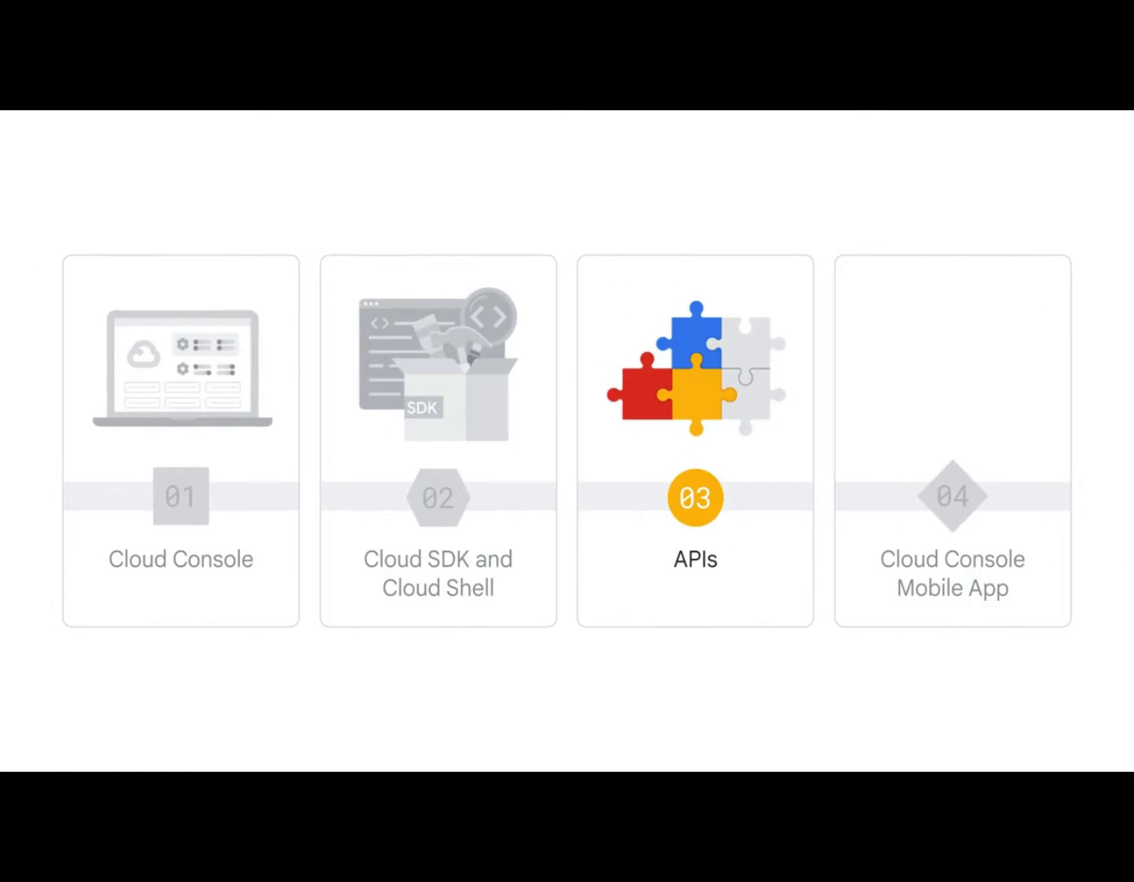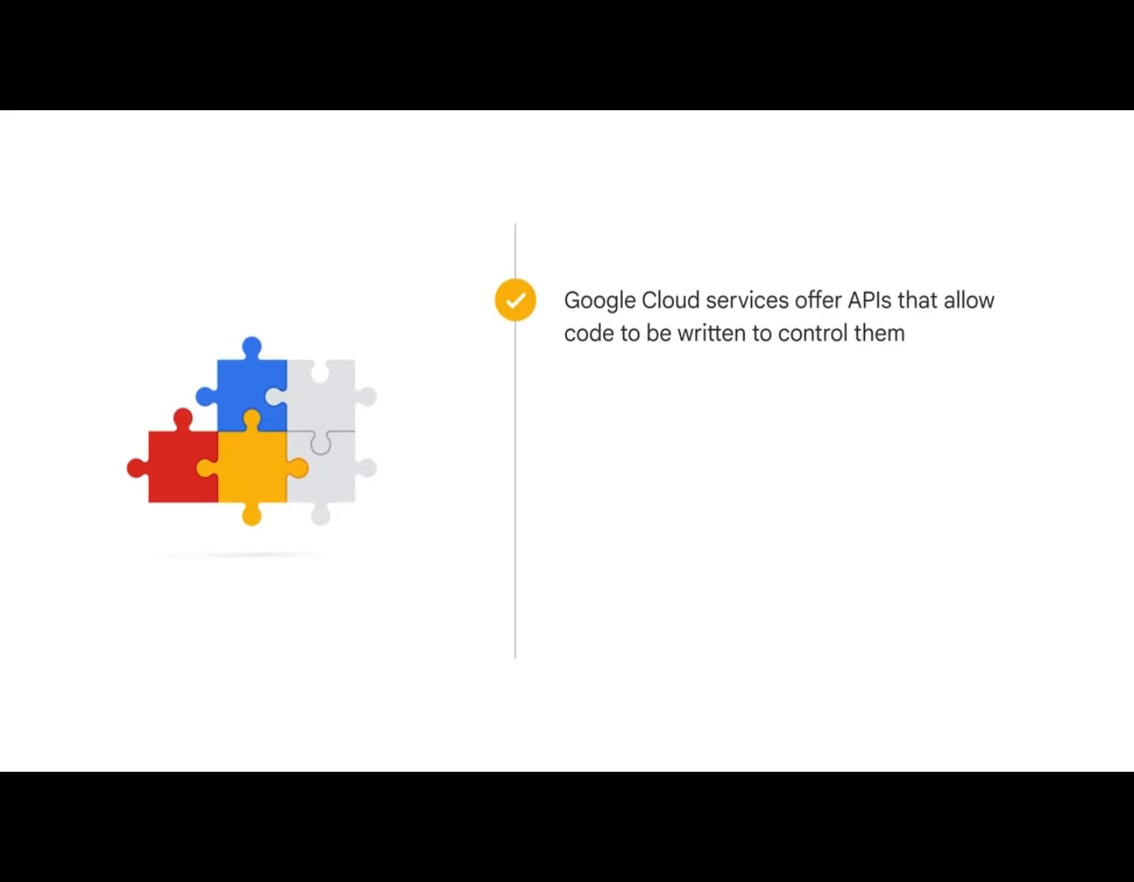The third way to access Google Cloud is through Application Programming Interfaces, or APIs. The services that make up Google Cloud offer APIs so that code you write can control them. The Cloud Console includes a tool called the Google APIs Explorer that shows which APIs are available and in which versions. You can try these APIs interactively, even those that require user authentication.